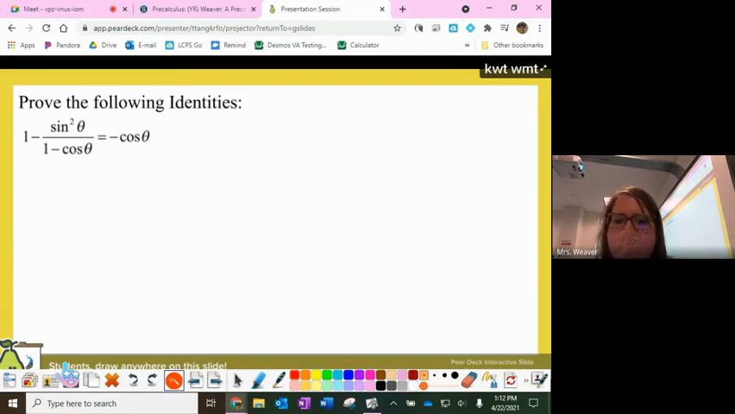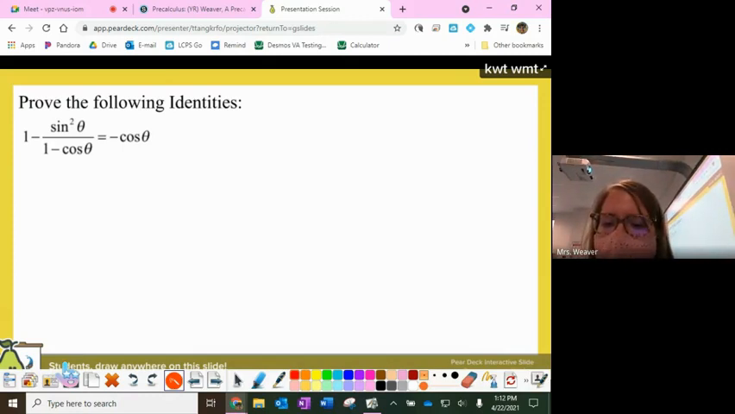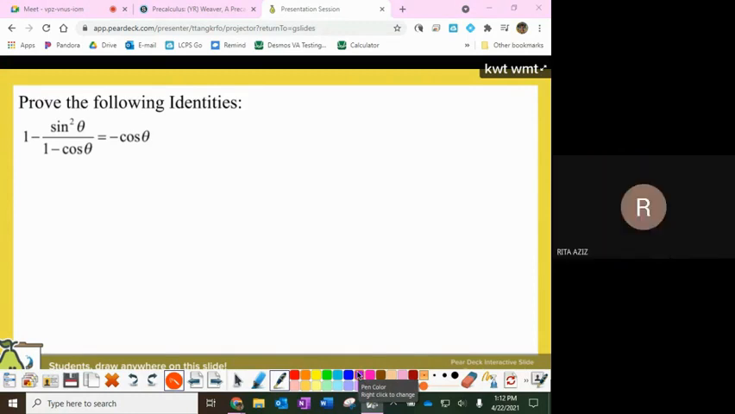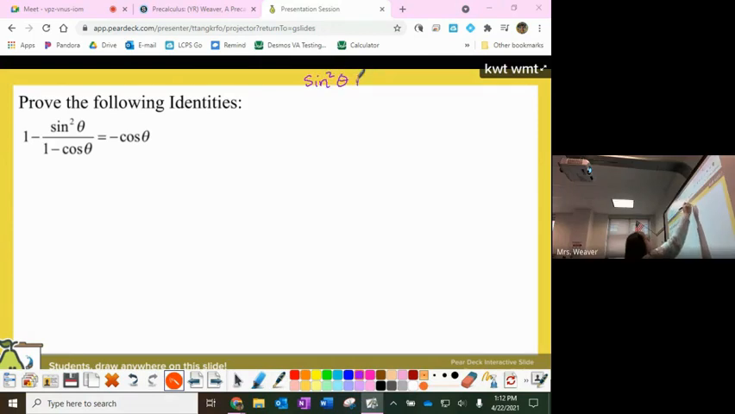Okay, and I'm going to have one of you help me talk through what you see and what you're thinking. So let's give that a try. Rita, can you help me with this one? What do you see? What are you thinking? We can use the Pythagorean identities for sine squared theta. Okay, that's the one that says sine squared theta plus cosine squared theta equals 1. So what substitution are you going to make? What will our first step be?